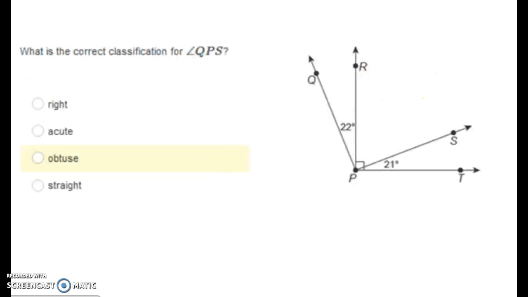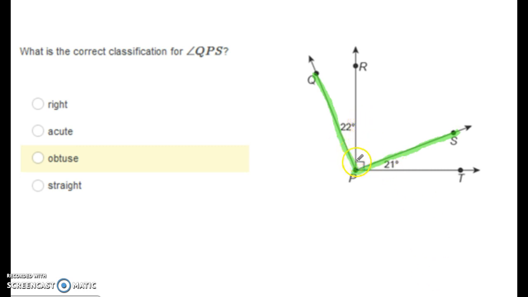Alright, what is the correct classification for angle QPS? Alright, so let's highlight which angle they want. Start at Q, then go to P, and go to S. Okay, so we can do a little bit of math here to figure it out. Because it looks like it could be close to a 90-degree angle, it could be smaller, it could be bigger. It's really hard to tell.